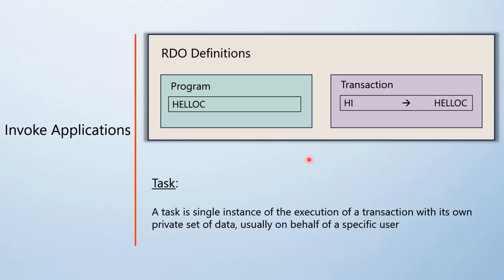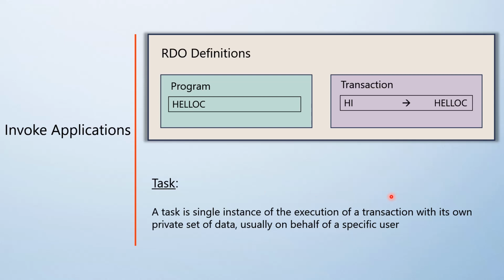So when a transaction is invoked, what actually happens is a task is created. A task is a single instance of an execution of a transaction, and it has its own private set of data, so it doesn't interact with other tasks' data. Each task has its own unique set of data.